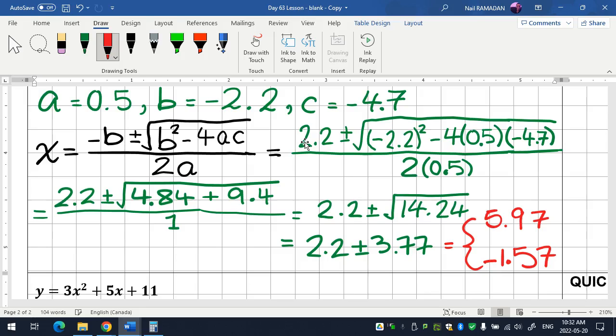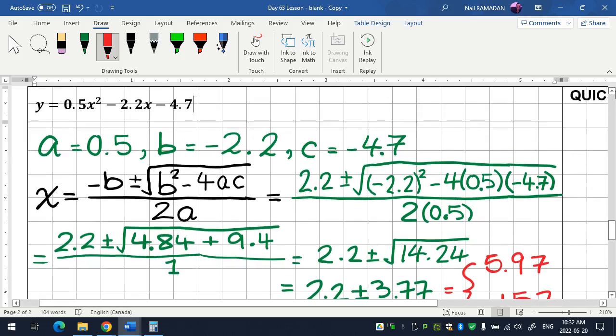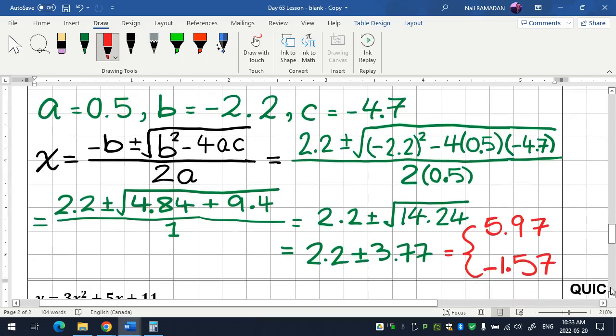How many solutions do I get? 2. By the way, I want you to notice something. It seems I'm always getting a positive number and a negative. Does that always have to be the case? Absolutely not. I will show you an example where you could get 2 positives or 2 negatives. I don't want you to think that if I get 2 positives, I made a mistake. Absolutely not. You can get 2 positives, 2 negatives, or a positive and negative. I must admit, positive and negative seems to be the most common, but by no means it is the only one. Okay? So how do I check that my answer is correct?